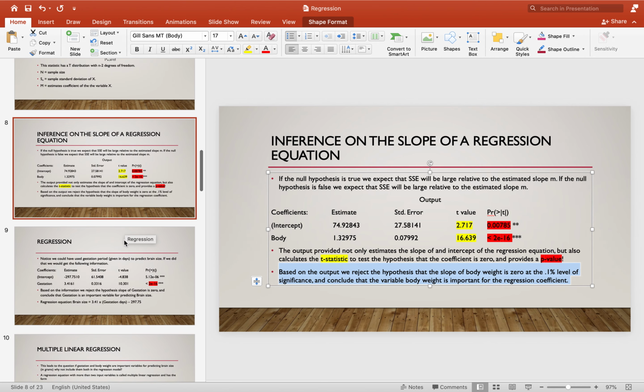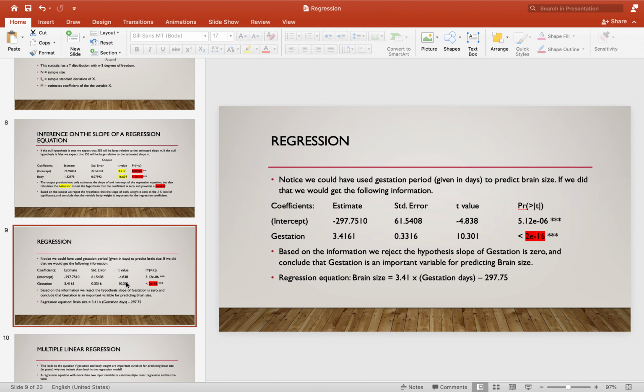Let's run another regression equation. Notice our data had another variable, which is gestation length, how long it takes for a pregnancy to occur. And our question is, does the length of pregnancy affect brain size? So different questions for different regression equations. We come up with an estimated value, but also, very important, we calculate a p-value. That's 2 times 10 to the negative 16th also. So gestation is very statistically significant for determining the brain size.